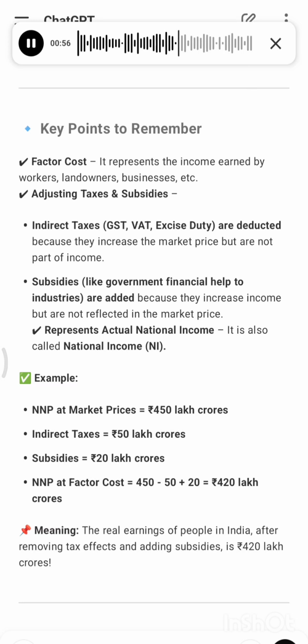Example: NNP at market prices equals 450 lakh crores. Indirect taxes equals 50 lakh crores. Subsidies equals 20 lakh crores. NNP at factor cost equals 450 minus 50 plus 20, which is 420 lakh crores. Meaning, the real earnings of people in India, after removing tax effects and adding subsidies, is 420 lakh crores.